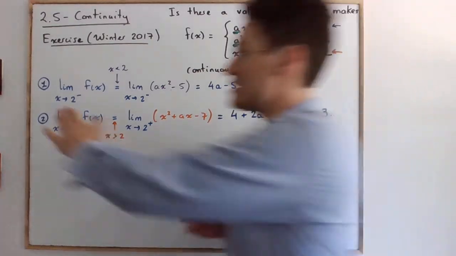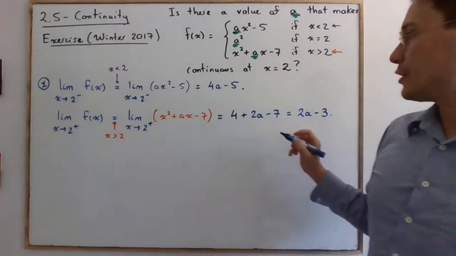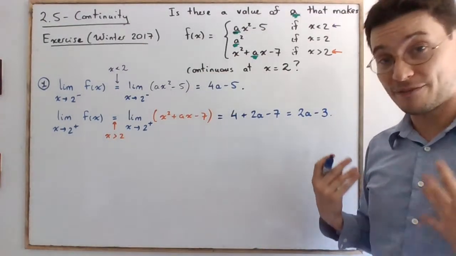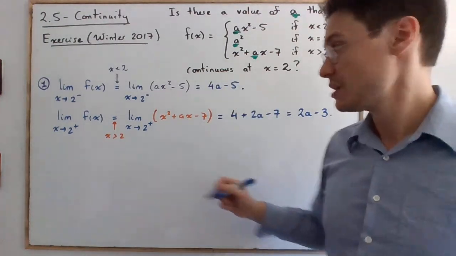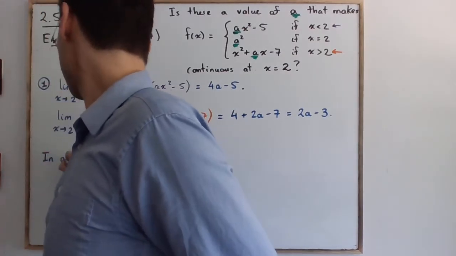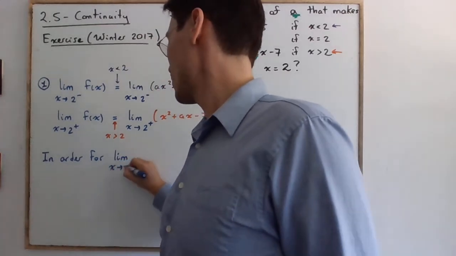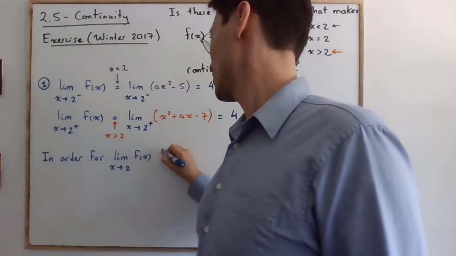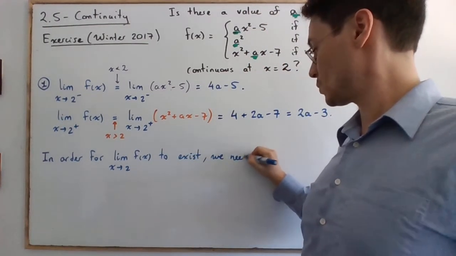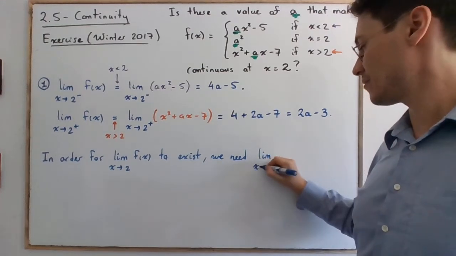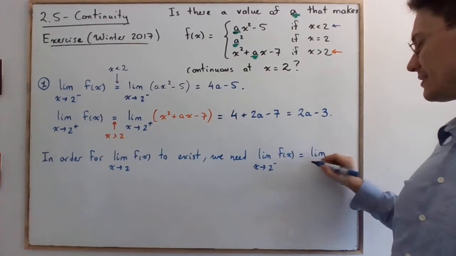So as I said, oh, this is not step 2, by the way. This is still step number 1. So as I said, you want the limit to exist, and for the limit to exist, the two one-sided limits must match. So in order for the limit as x is approaching 2 of f of x to exist, we need that the limit from below must match the limit from above.